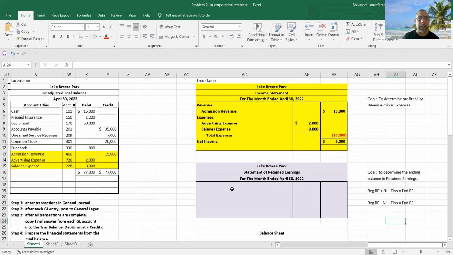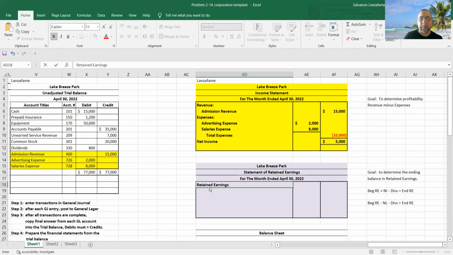So let's go ahead and do this. So we start off with retained earnings. At the beginning of the month, we didn't have any retained earnings. So we'll just say on April 1st of 2022, our balance in retained earnings was 0. And let's give that a $ sign.